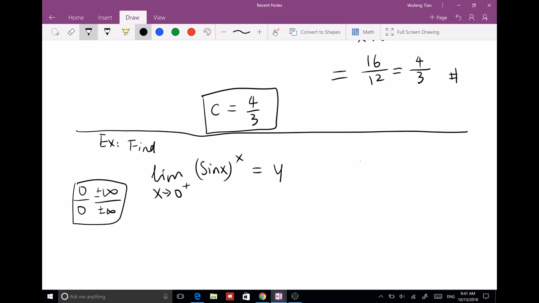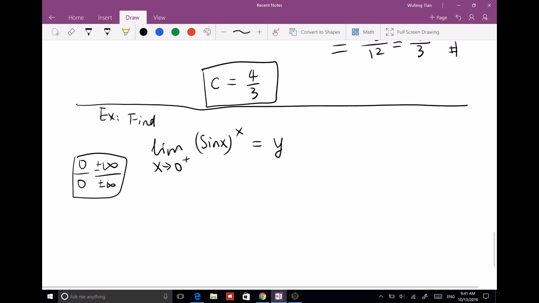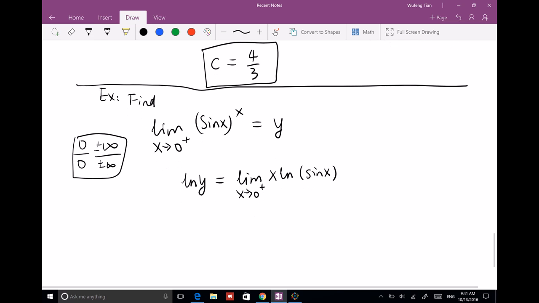So what we'll do, assume this equals y. Then ln y equals the limit. That's very obvious. You take the ln on both sides, then you can bring the x down: x ln sine x. I think everyone knows this already. Does that make sense, everyone? Yes? Okay, this is a very obvious thing now. So we'll try to make a form like this.